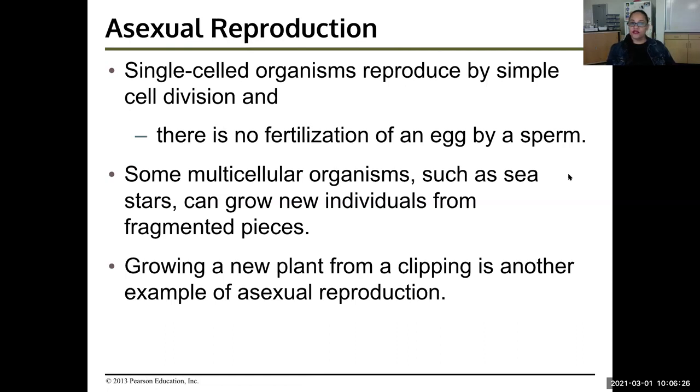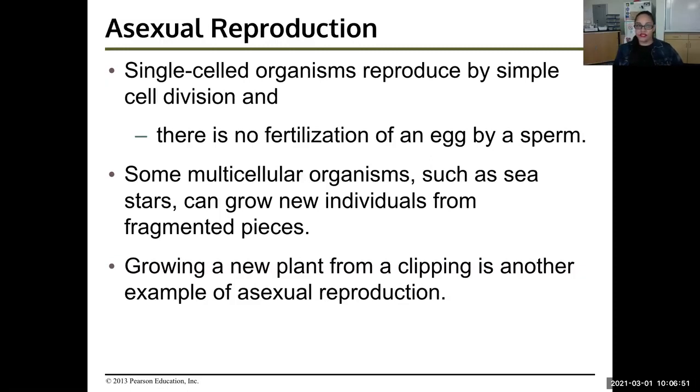Asexual reproduction is when single-celled organisms reproduce by simple cell division. There's no fertilization of an egg by a sperm like we do. Some multicellular organisms, such as sea stars, can grow new individuals from fragmented pieces. They do this by asexually reproducing their cells. Also, growing a new plant from a clipping is another example of asexual reproduction.